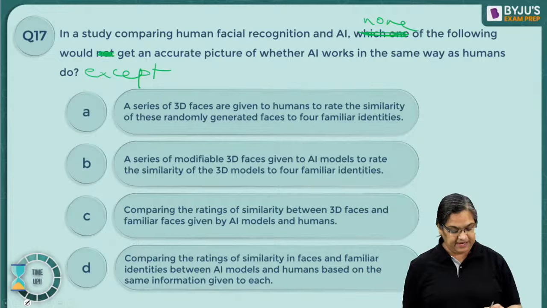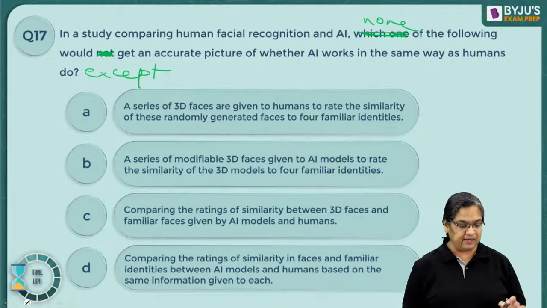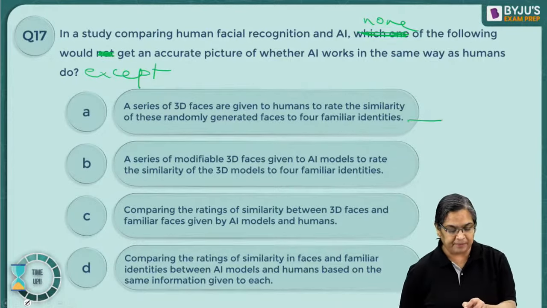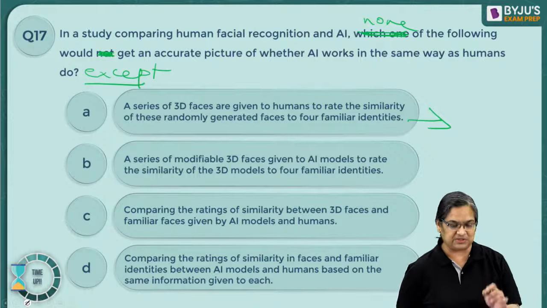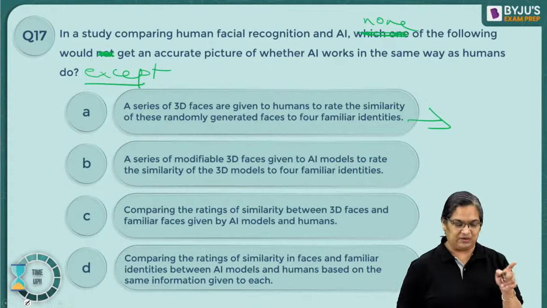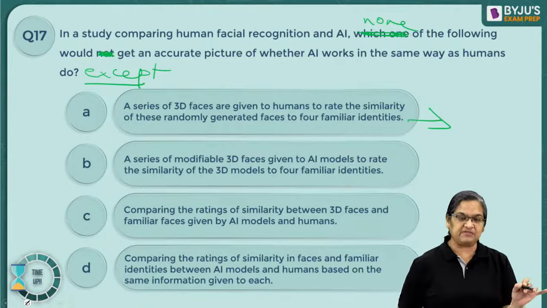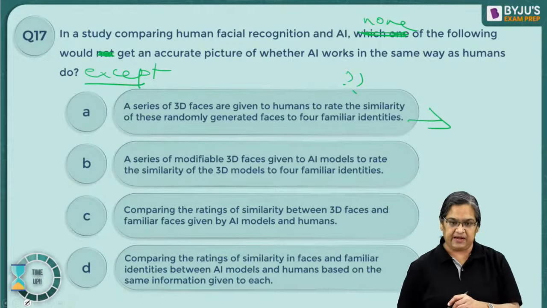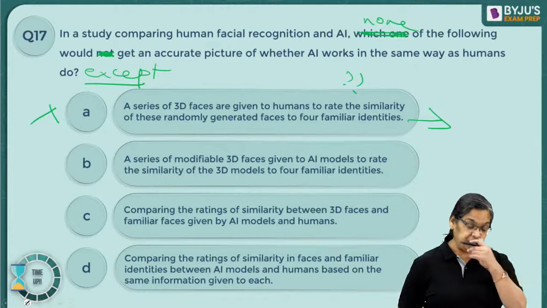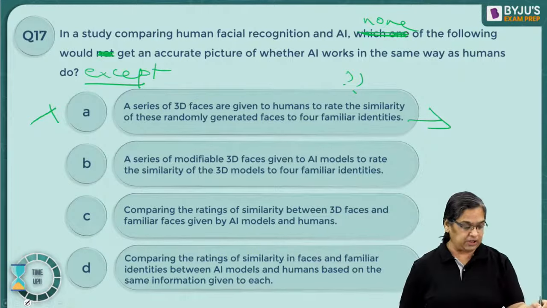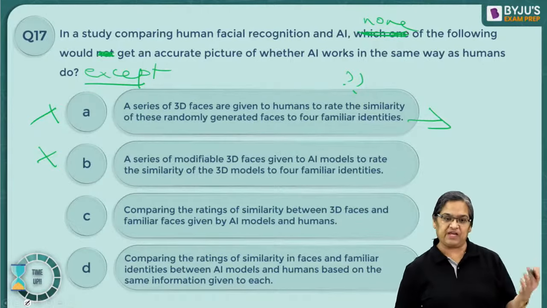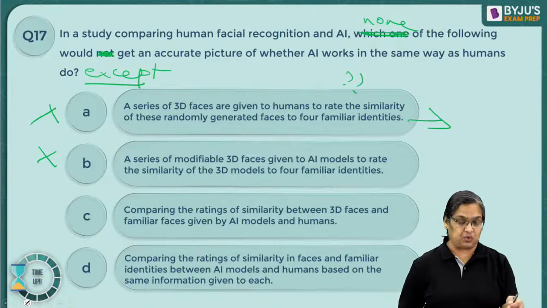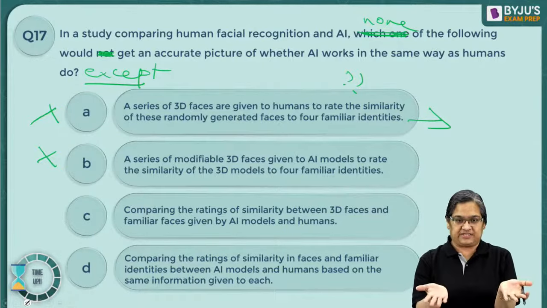For identifying accurately, what do you need? If it's an except question, it works. Three conditions won't work, one will. If you are given a series of 3D faces to humans, can you understand if humans and AI work the same way? No. If you give 3D models to AI, can you find out if AI works in the same way as humans? No. Both sets have to be there.